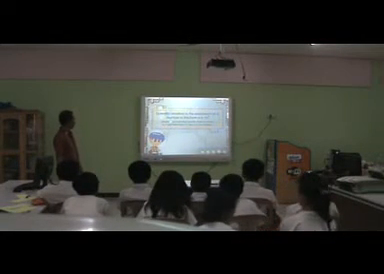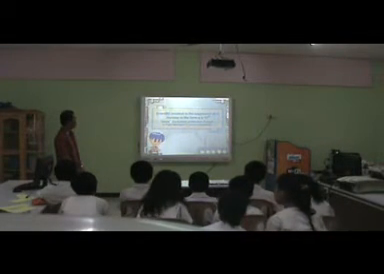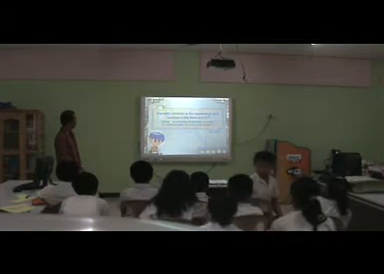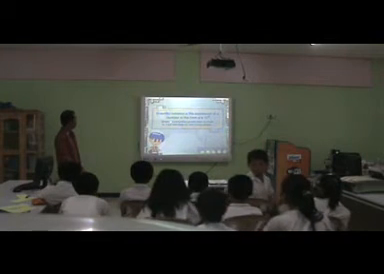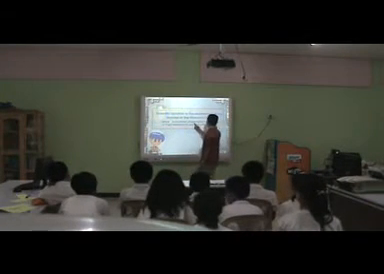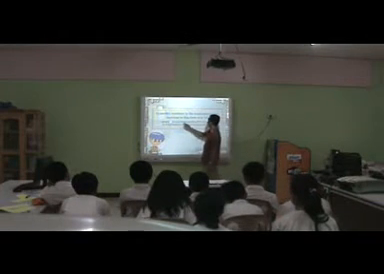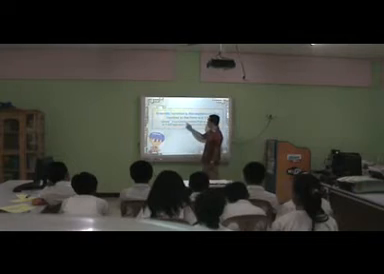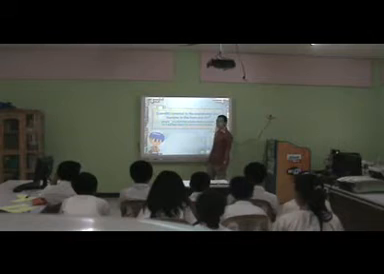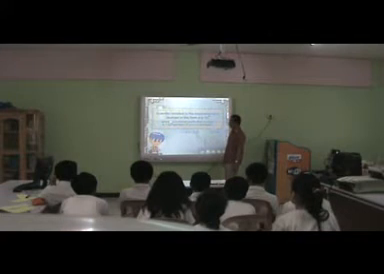Scientific notation is the expression of a number in the form a times 10 to the n, where a is a number greater than or equal to 1 but less than 10, and n is an integer. Okay, so a here is a number, where a is greater than or equal to 1 but less than 10. It is between 1 and 10. That is what we call the scientific number.